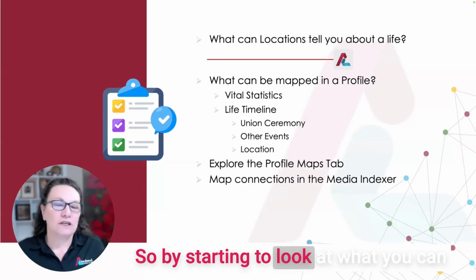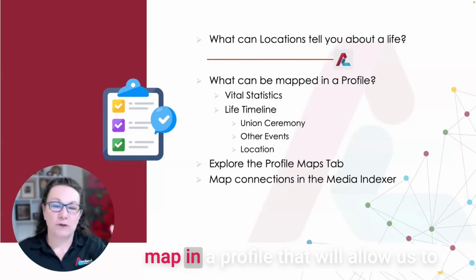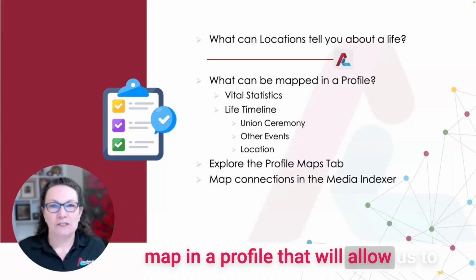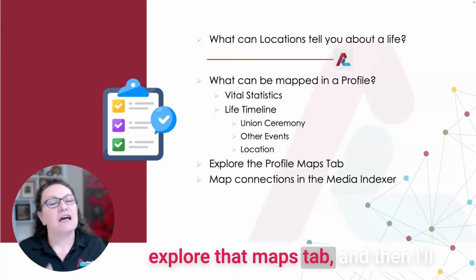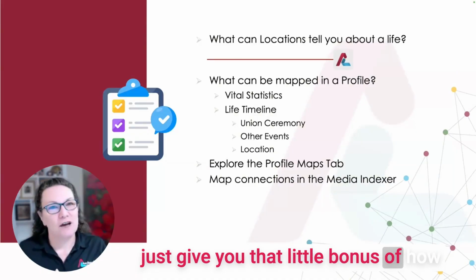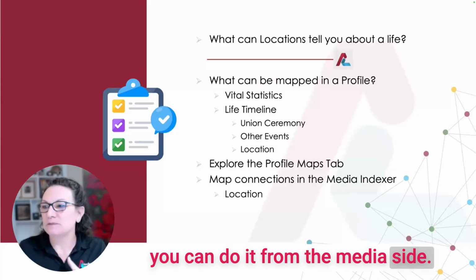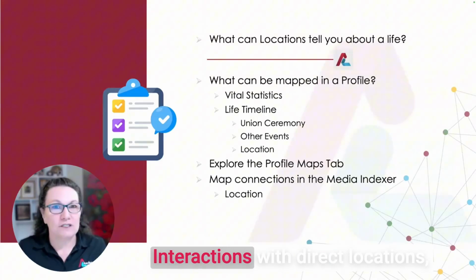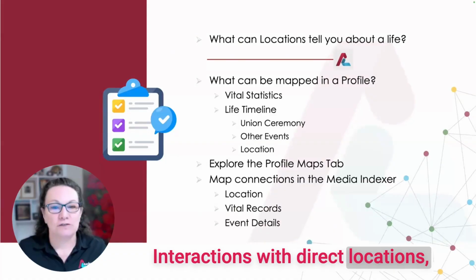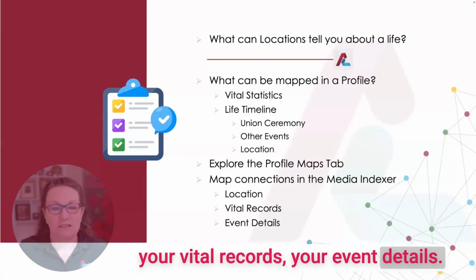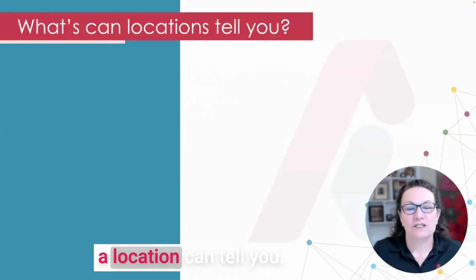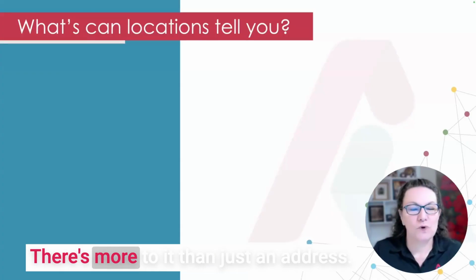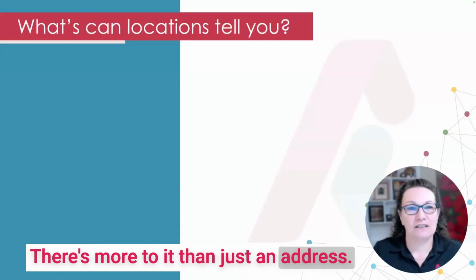So by starting to look at what you can map in a profile, that will allow us to explore that Maps tab. And then I'll just give you that little bonus of how you can do it from the media side. On that media side, you could do the same thing: interactions with direct locations, your vital records, your event details. So let's talk about what a location can tell you. There's more to it than just an address.